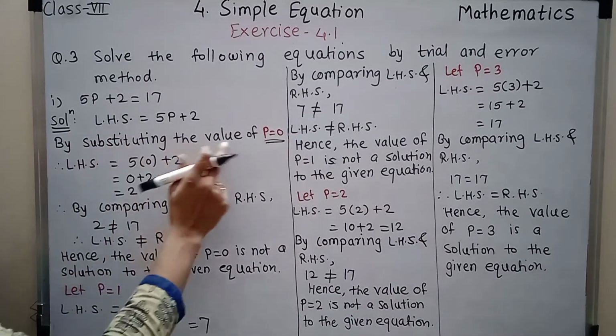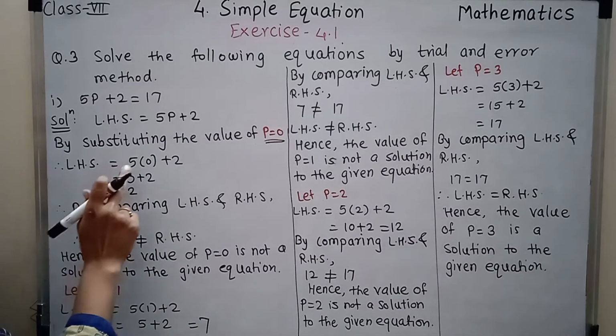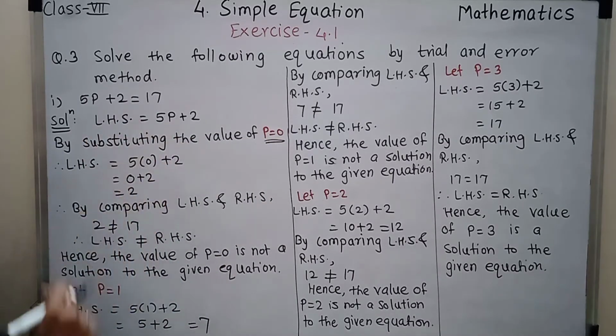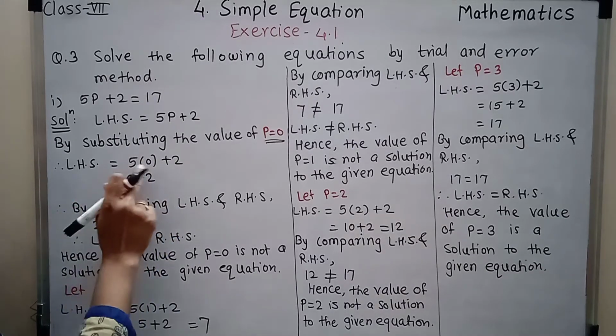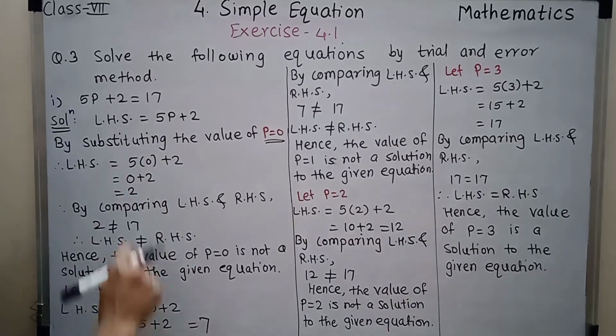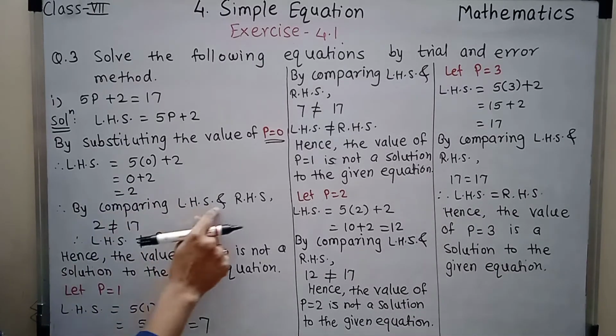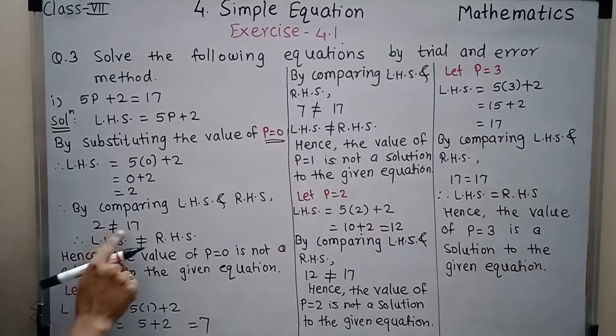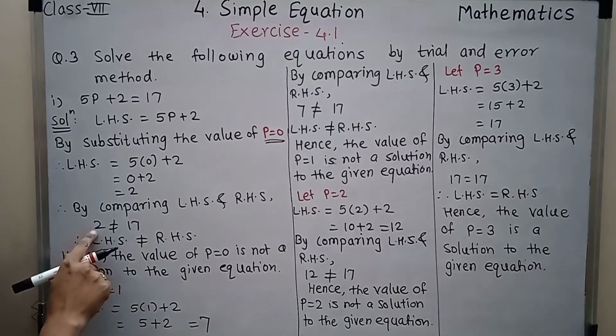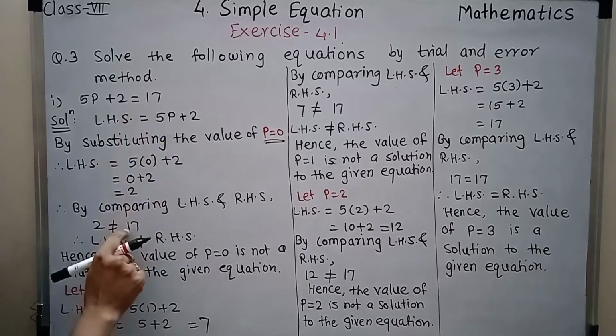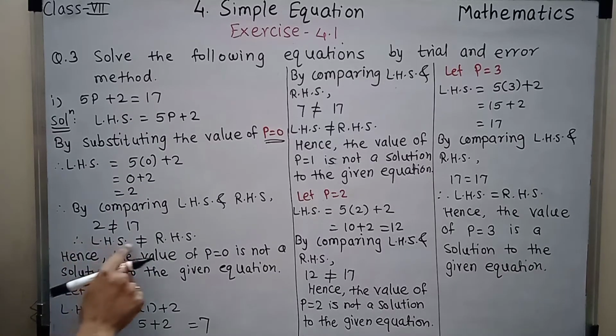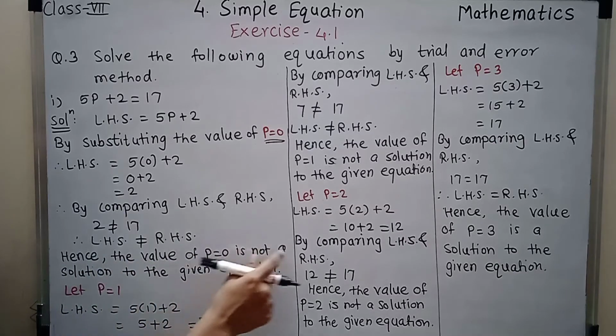By substituting the value p equal to 0, LHS is 5 into 0 plus 2, instead of p we substitute 0 here. Anything into 0 is 0 only. So 0 plus 2 is 2. Therefore by comparing the LHS and the RHS, what do we get? 2 is not equal to 17. We have the LHS calculated as 2 and the RHS is given as 17. So LHS is not equal to RHS. Hence the value of p equal to 0 is not a solution to the given equation. Similarly we will try with p equal to 1.